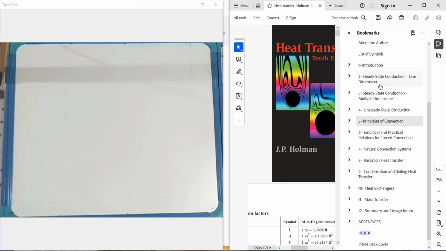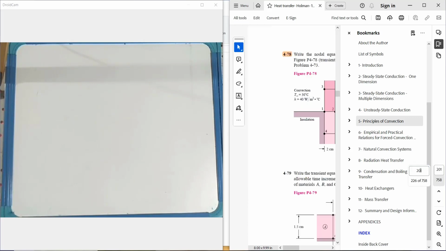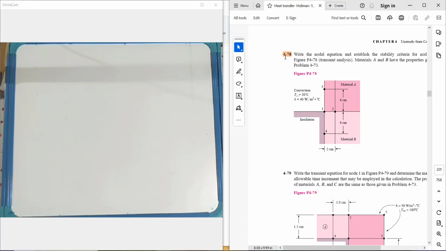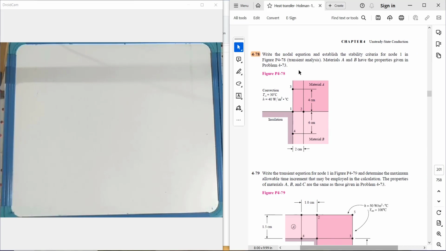First is introduction, second is steady state conduction in one dimension, and third is multiple dimensions. And chapter 4, which we are going to work on and solve the problems of, is unsteady state conditions, for example, transient conditions. So let us go back to our problem, page 201. Number 78. Let us read it together.